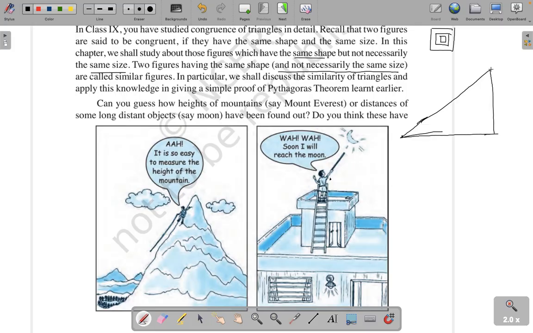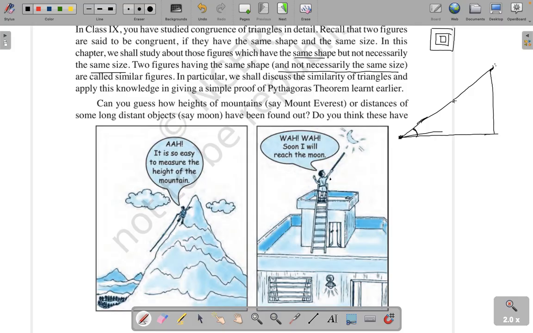Right. So say this is the moon. This is the point and this is the distance. This is where you are standing. This is the moon, and you want to find this distance. So what you can do is draw this figure, and then you already know your angle of inclination.